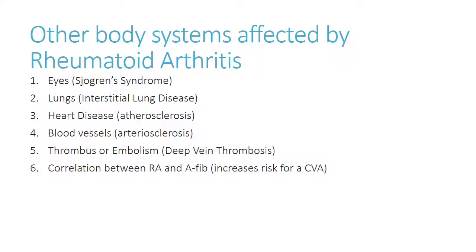and atherosclerosis. The damage to the vessel walls with large amounts of cytokines present causes plaque buildup at a faster rate. Inflammation can also increase the rate of developing a deep vein thrombosis due to the amount of inflammation and fibrinogen in the blood. There's also been found to be a correlation of rheumatoid arthritis and atrial fibrillation, which increases the risk of a cerebrovascular event.